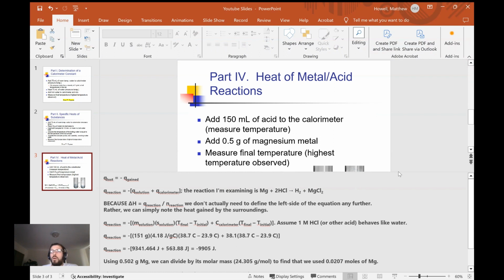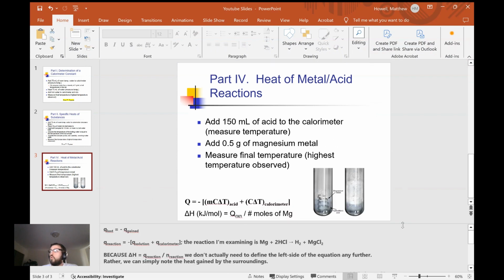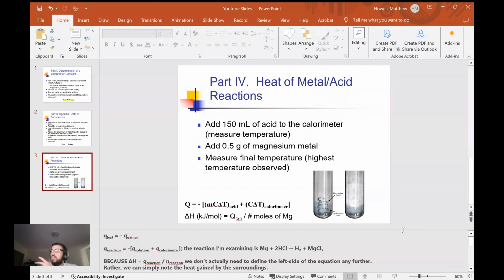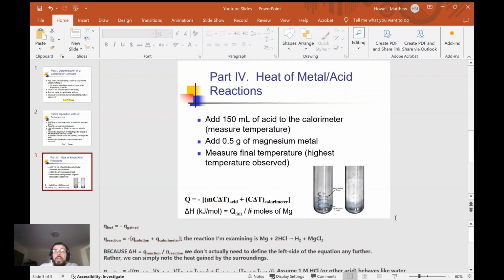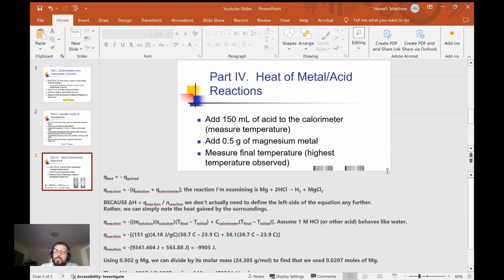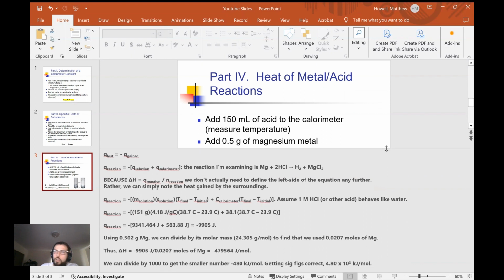So remember, in this part, we were taking either sulfuric, nitric, or hydrochloric acid, taking about 150 mils of those 1 molar acids, weighing out about 0.5 grams of magnesium metal, adding it into the calorimeter, and looking at how the temperature changed over time. And this example is a little different. It's the most interesting because we're actually looking at a chemical reaction. And I'm just going to focus in on the case where we're working with hydrochloric acid specifically.